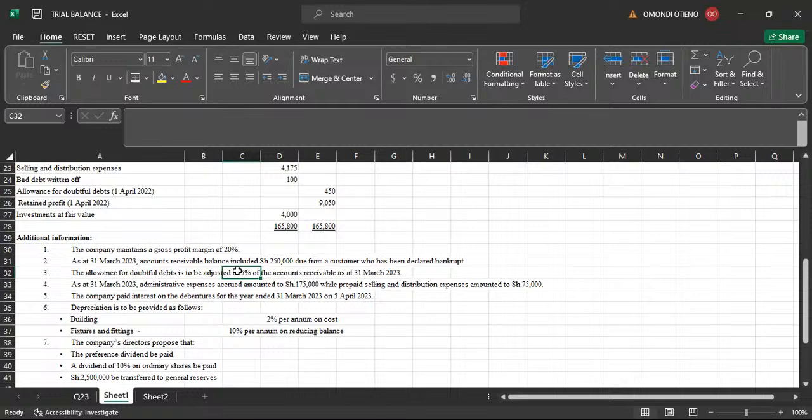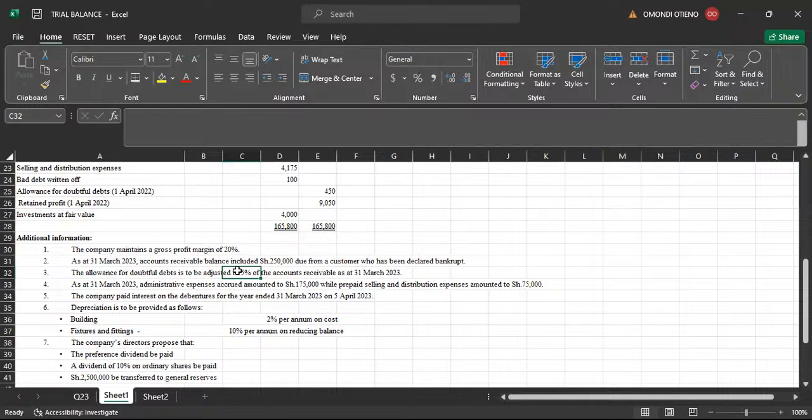That 5%, we compare with the provision. So will there be an increase or decrease in the provision for doubtful debts? If there's an increase in provision, it means it is more than the provision. So the difference will be an expense. If it is going to be less than the provision, then it means the provision was exaggerated, and therefore we put it under income.